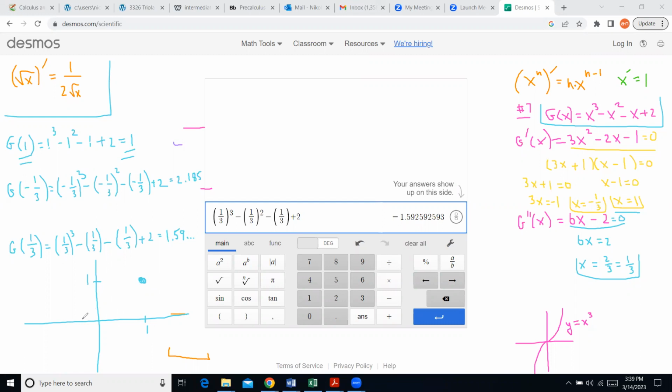For the next point, -1/3 is someplace here to the left from 0. I've got the answer, which is 2.185, so something a little bit up higher than that. Right? 2 and a little something. That's just approximate, 2.185. And then we also calculate the value at +1/3, right? And at +1/3, I produced another value, 1.59, which is somewhere in between 1 and 2 and something.